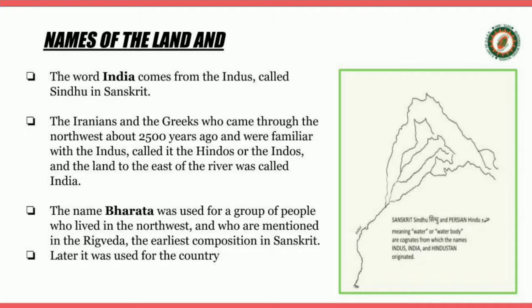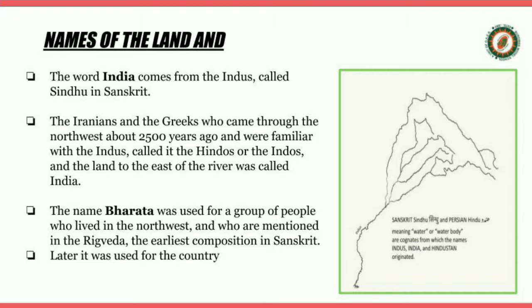So the Iranians and the Greeks, who came through the northwest about 2500 years ago, were familiar with the Indus. The Greeks called it Indus and the Iranians called it Hindus, and the land to the east of the river was called India or Hindustan.